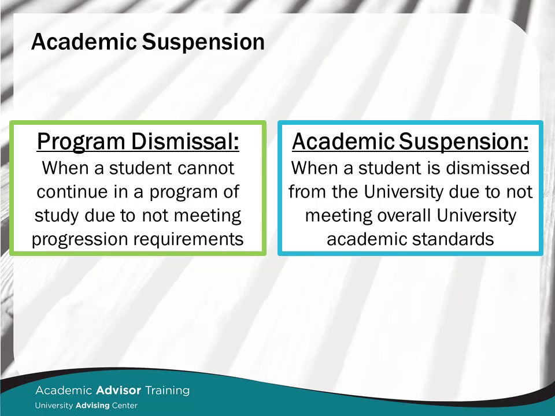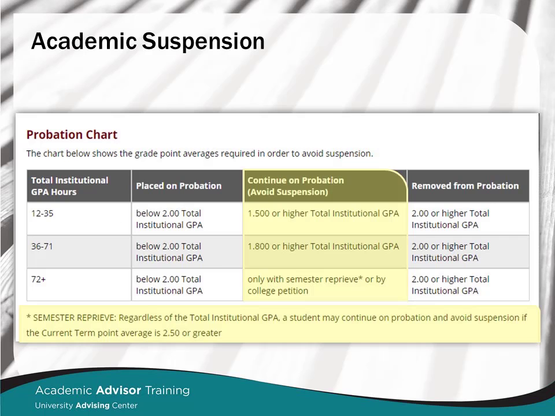academic standards. Notice the Continue on Probation column of the academic standards chart. Students on academic probation who have below the minimum total institutional GPA for credit hours attempted will be placed on suspension unless they have at least a 2.5 semester GPA. Continuing on probation by earning a 2.5 semester GPA is known as semester reprieve.